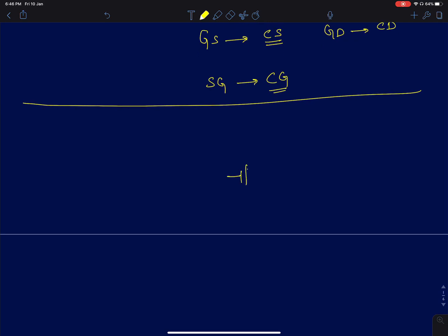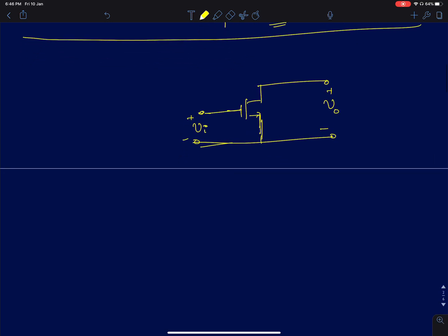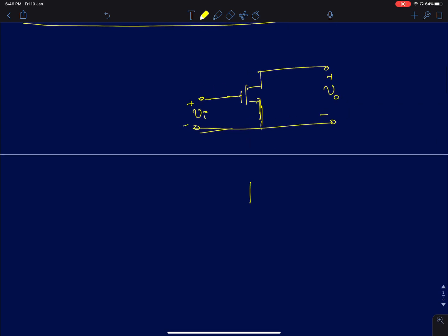So now we will discuss the common source configuration. Your amplifier structure would be something like this. You're going to apply input between gate and source, and the output will be between drain and source. Similarly, I'll draw its BJT counterpart. There it will be the common emitter configuration. So this is Vi and Vo across the collector to emitter terminal.